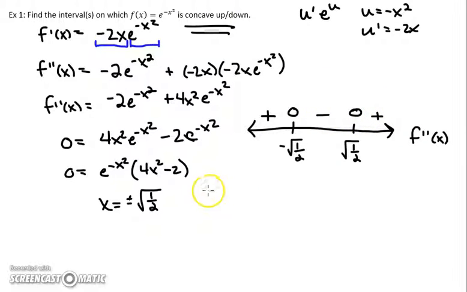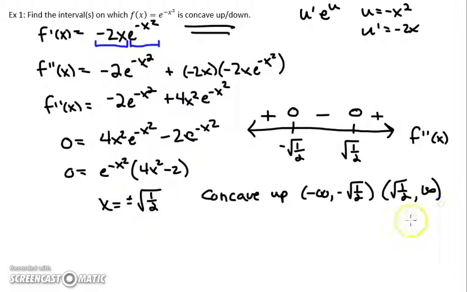So concave up on the intervals negative infinity to negative square root of 1/2 and square root of 1/2 to infinity. We're going to say concave down from negative square root of 1/2 to square root of 1/2. If we had to justify, we would say we're concave up on these intervals because f prime is increasing. If we had to justify this, we would say concave down because f prime is decreasing.